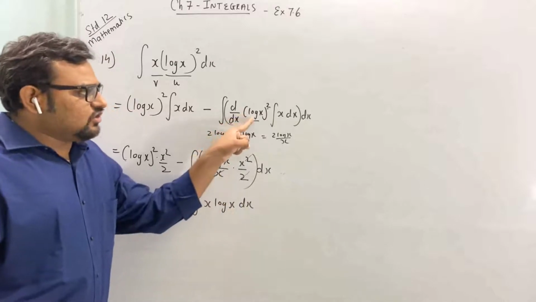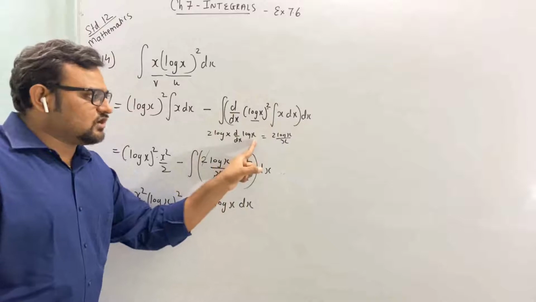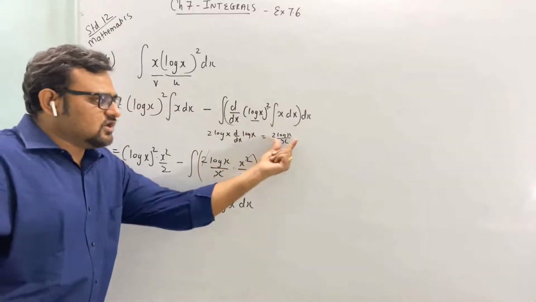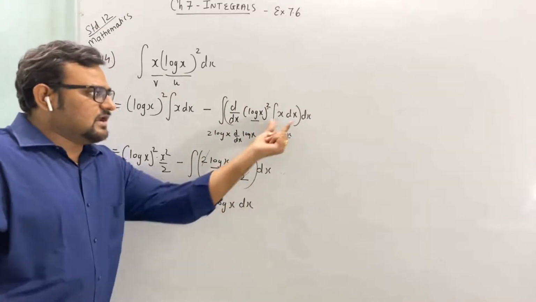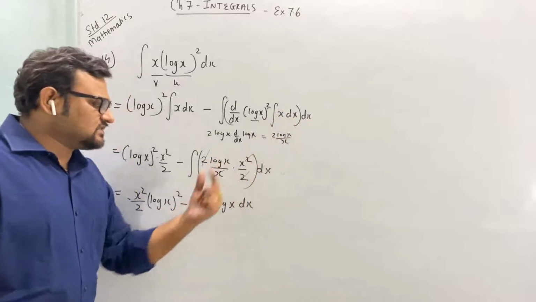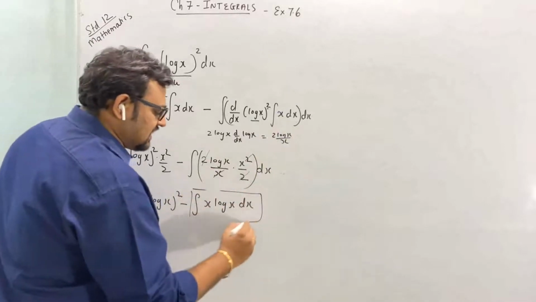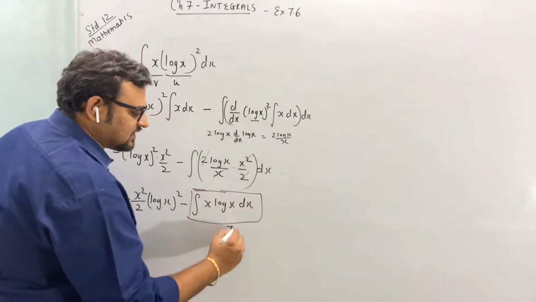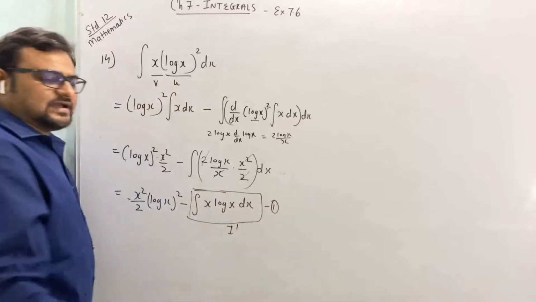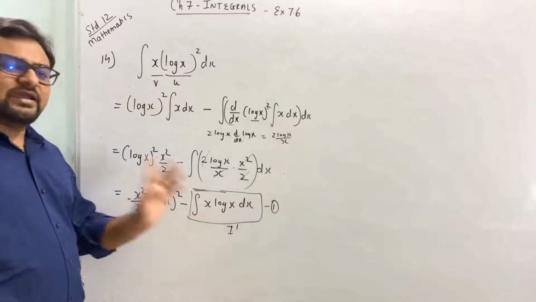See, the derivative of log x square I had done separately: 2 log x into d by dx of log x. So d by dx of log x is 1 by x. So I had put it here, and integration of x is x square by 2. So the 2s and the x get cancelled, so it will be x log x. So this I will be taking as I dash. Okay, so I will separately solve it and then add it.